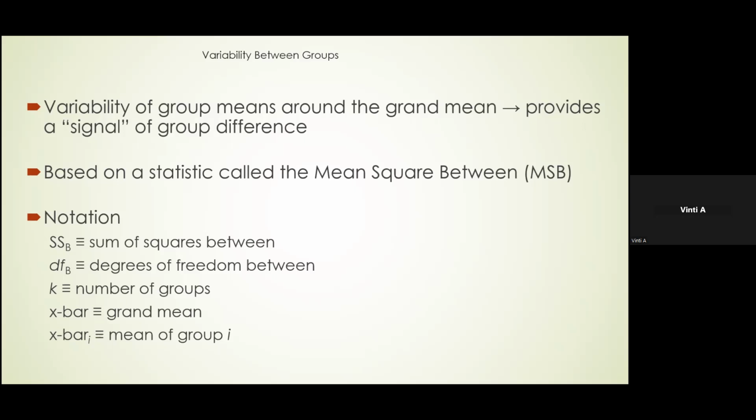Similarly, because each group has 4, you will calculate the mean of each group. Let's say there is group A, group B, and group C. So group A will be X bar group A, then group B is X bar group B, then X bar group C. So there will be 3 groups, 3 group means.